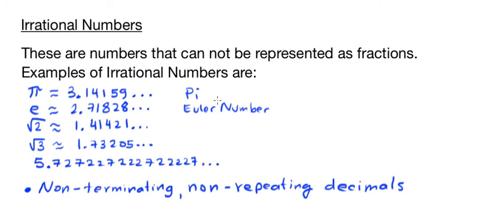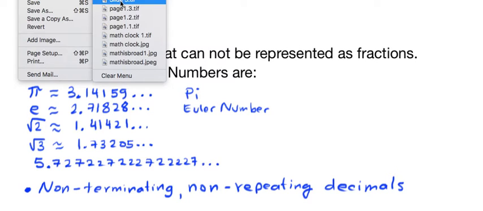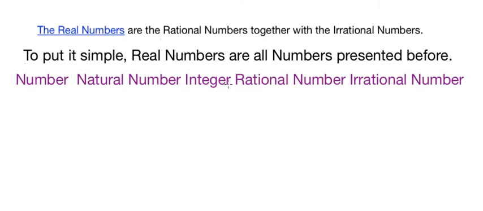Okay, now let's try to wrap this up, put everything together. For that, let's go to the next page. Real numbers. What are the real numbers? The real numbers are the rational numbers together with the irrational numbers. To put it simply, real numbers are all numbers that we have presented before: natural numbers, integers, whole numbers, rational, irrational, all together. They form the system of real numbers, and that's the system we will work with.